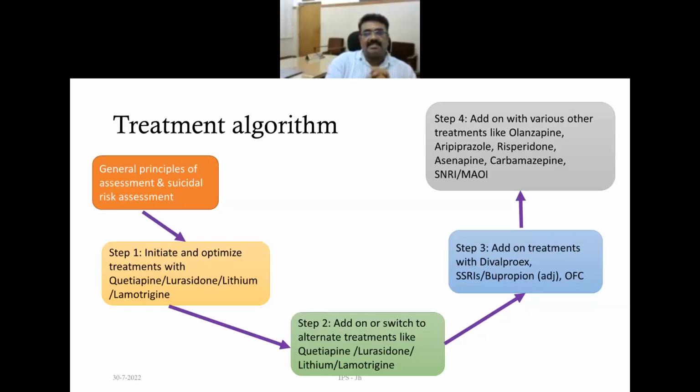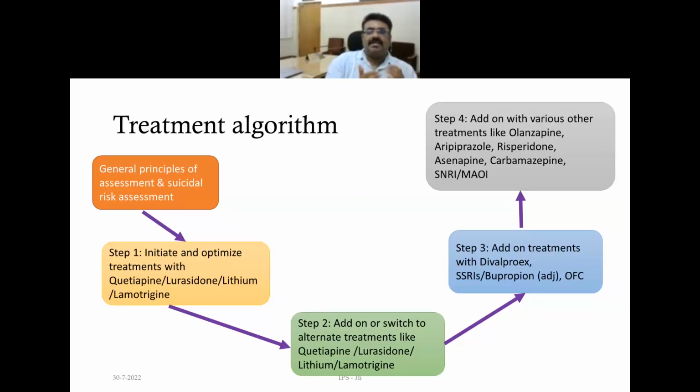If there is suicidal risk, then you would have to make an assessment of suicidal risk and decide on further management plan that includes whether ECT should be used as a first-line treatment. Then the next step is to initiate and optimize treatments with quetiapine, lorazepam, lithium, lamotrigine. So these are usually the recommended first-line treatments.